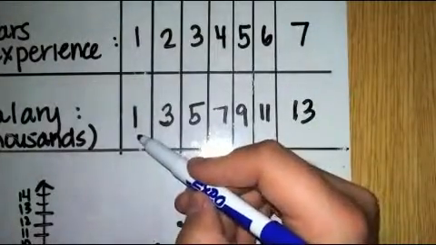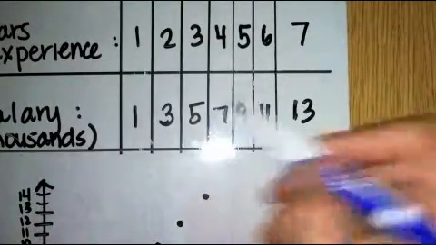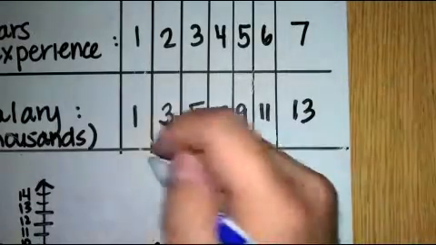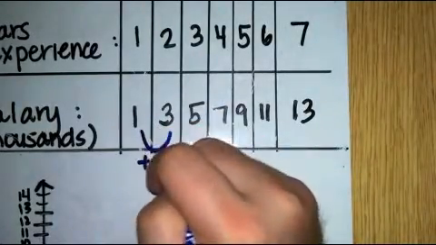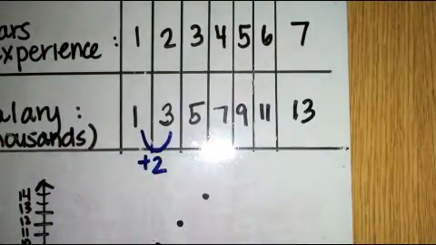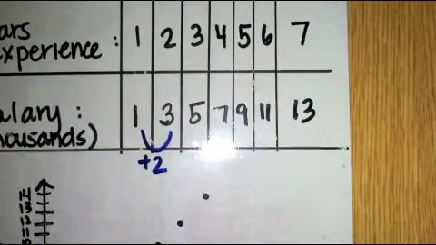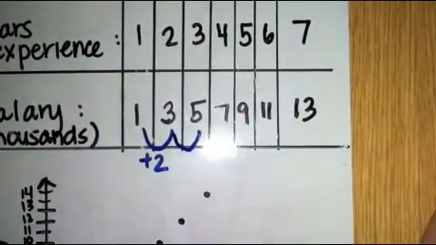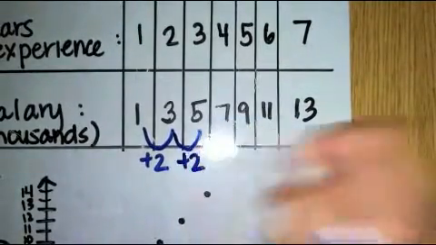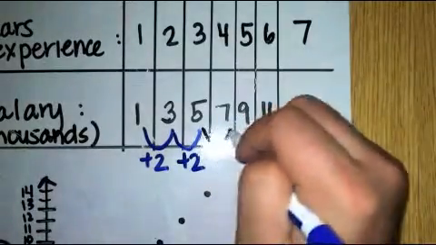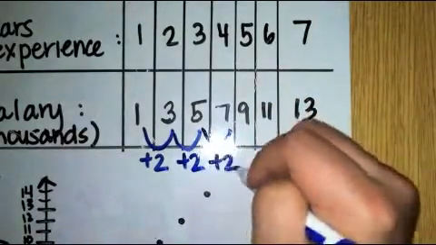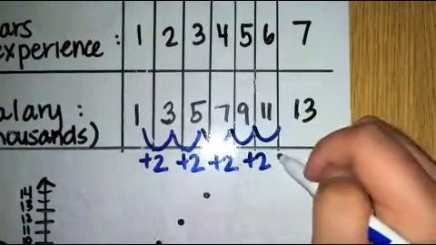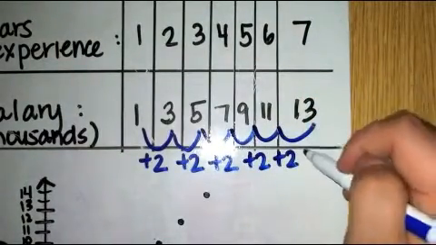Now, for me to go from $1,000 to $3,000, what is the amount of increase here? Okay, so it's a +2, right? So you gained $2,000 more for the next year. Then again from 3 to 5, how much money did you go up? Another +2, and then from 5 to 7 is another +2, 7 to 9 +2. You get the idea. 11 to 13 is +2.